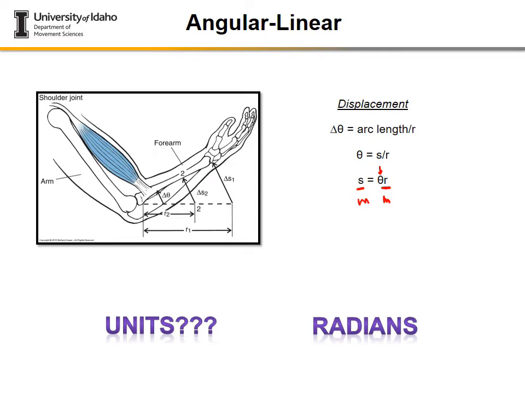So we're good. Remember, whenever you do angular to linear translation, you have to keep your angular measurement units in radians. Do not use revolutions and do not use degrees. Only radians for the angular to linear translation.